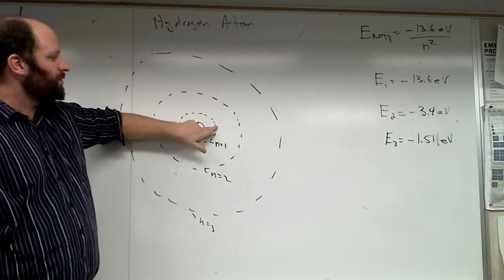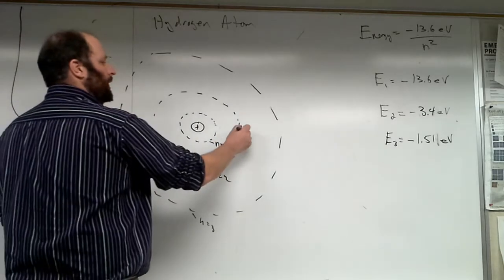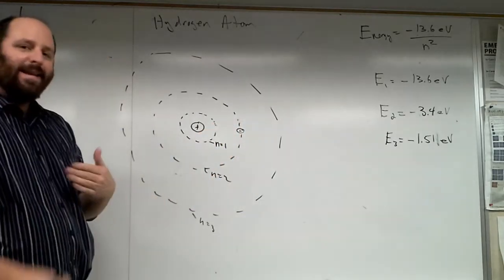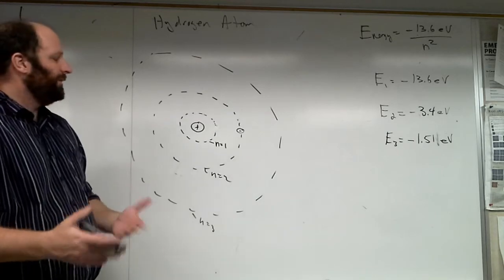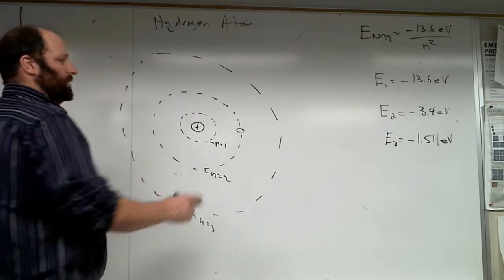So if this electron were up in a higher energy state, it naturally wants to come back down. We would say this electron would fall from the n equals 2 state to the n equals 1 state.